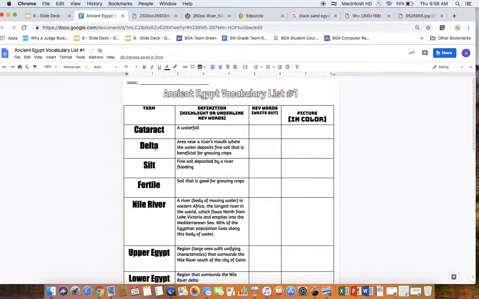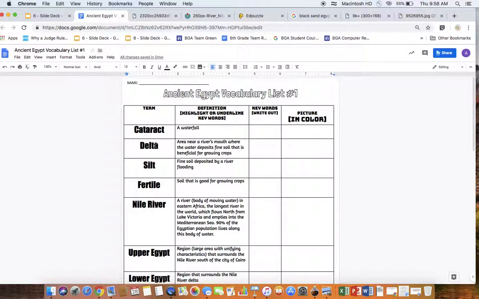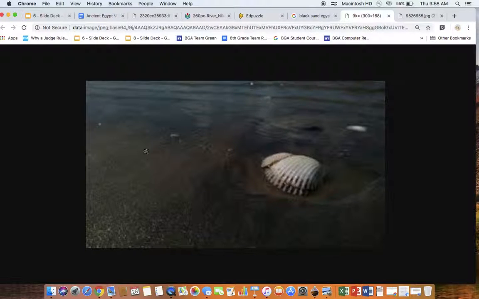The next one is delta, which is an area near a river's mouth where the water deposits fine soil and is beneficial for growing crops. Another one of our vocabulary words is black sand. Black sand is what's deposited around deltas and when the Nile floods. Black sand is awesome because it has tons of minerals that are very good, even today, for growing crops, and can be used by different companies in manufacturing. This is an example of black sand. It's literally black and dark, and it's super fertile and has lots of nutrients that make growing food and agriculture way easier. That's usually around the Nile River Delta.